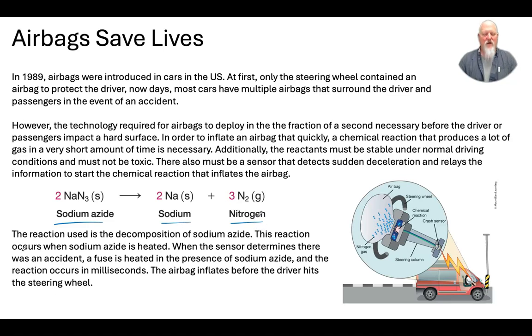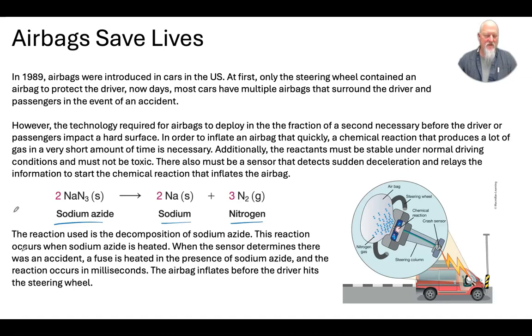So we know how much nitrogen is going to be produced from the amount of sodium azide that we have. It needs to be enough nitrogen to fill the airbag, but not overfill the airbag. We don't want it to pop, or you don't want the airbag to get really hard, because then you're hitting another hard surface. So having this balance, knowing how much nitrogen is being produced from the amount of sodium azide you have, is really important.